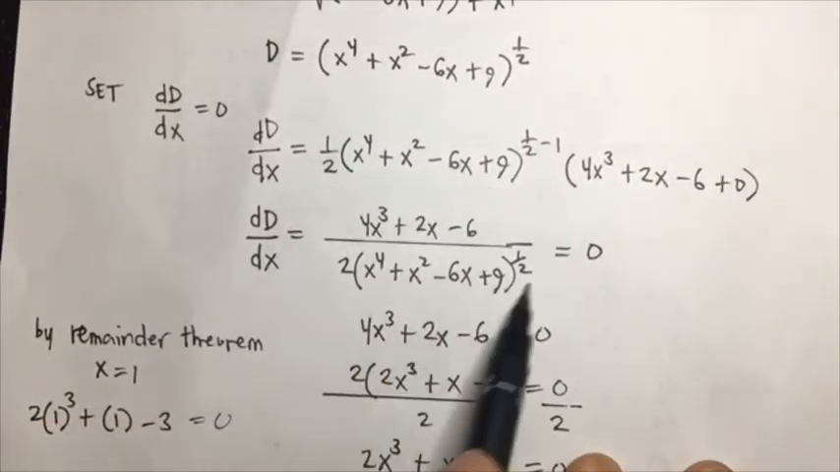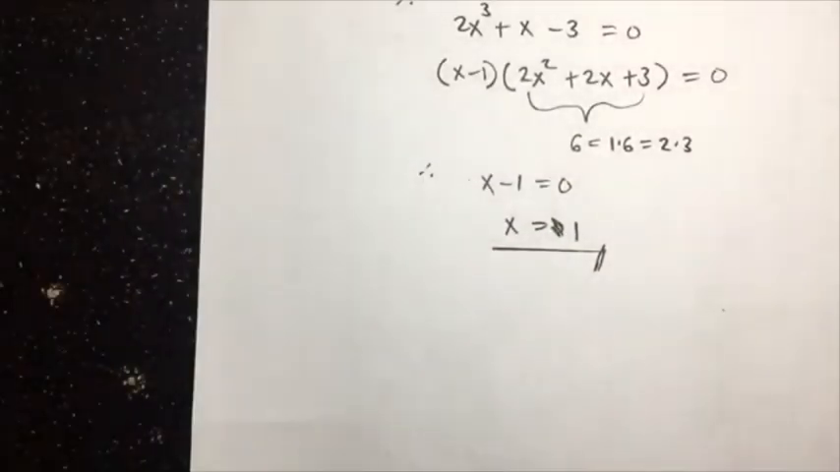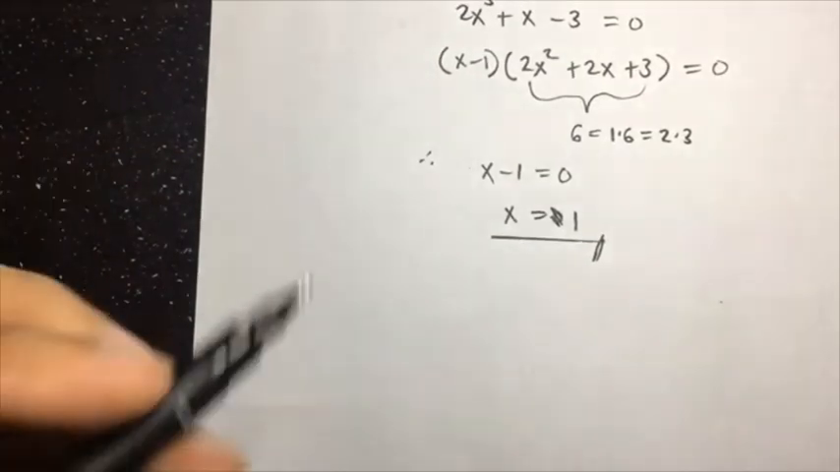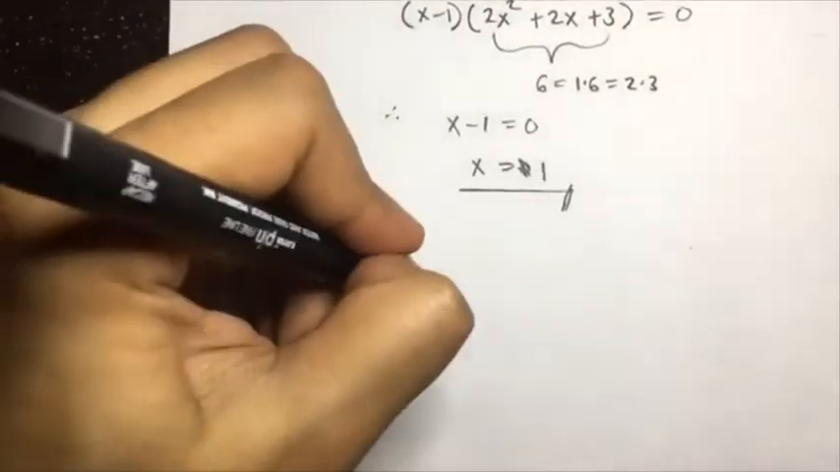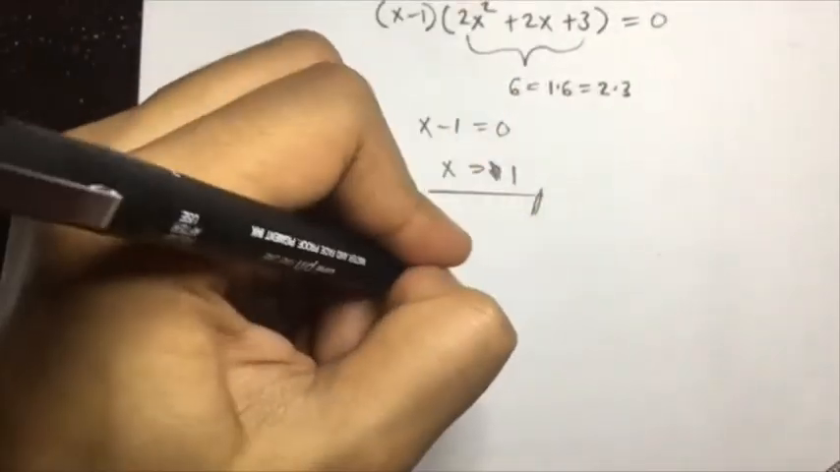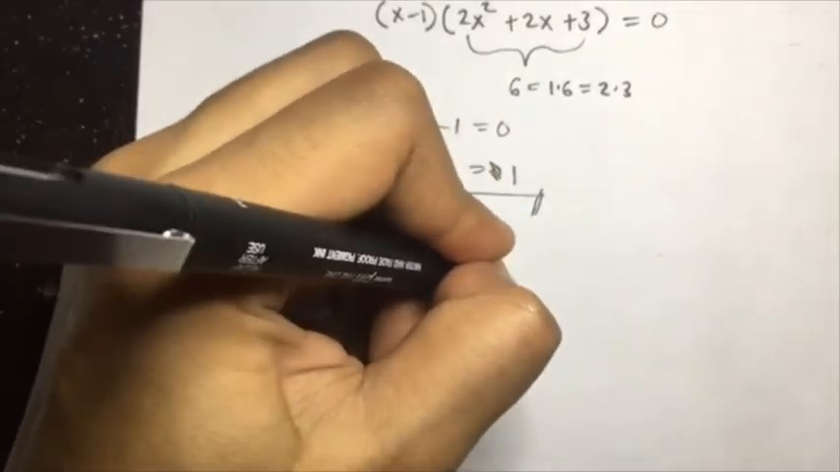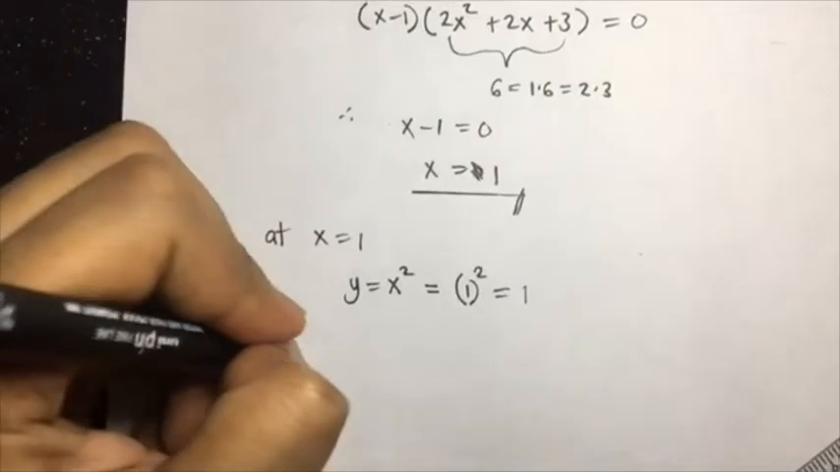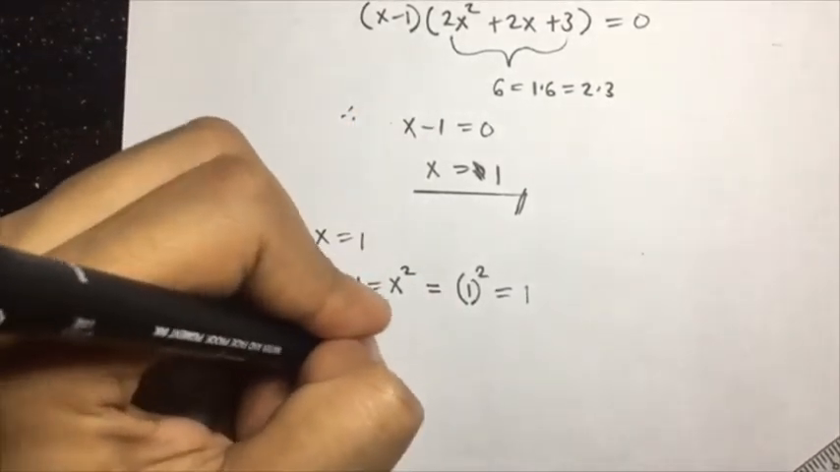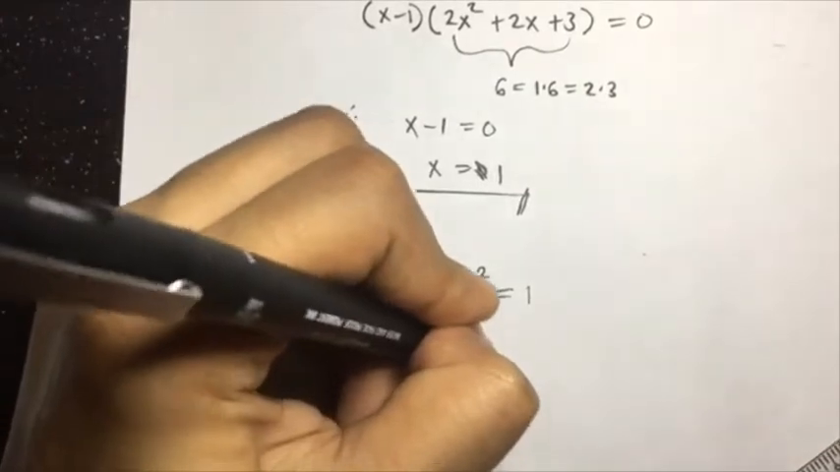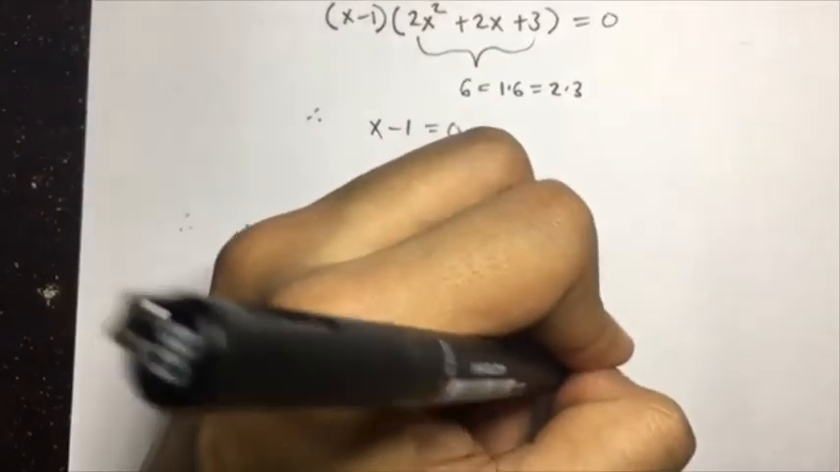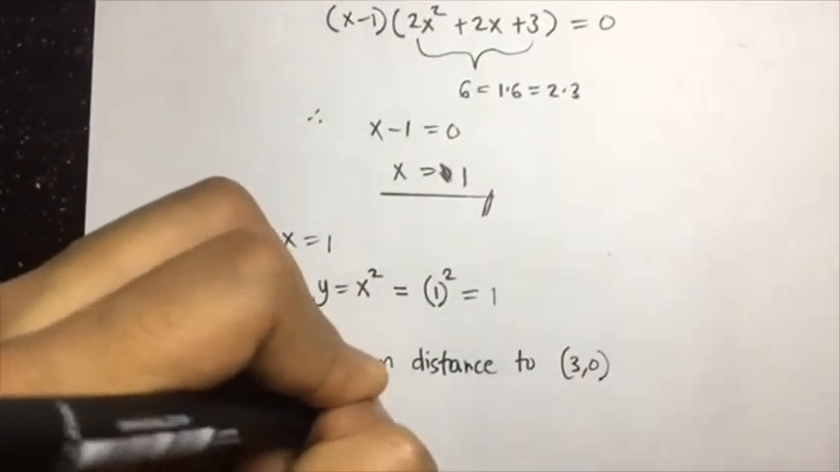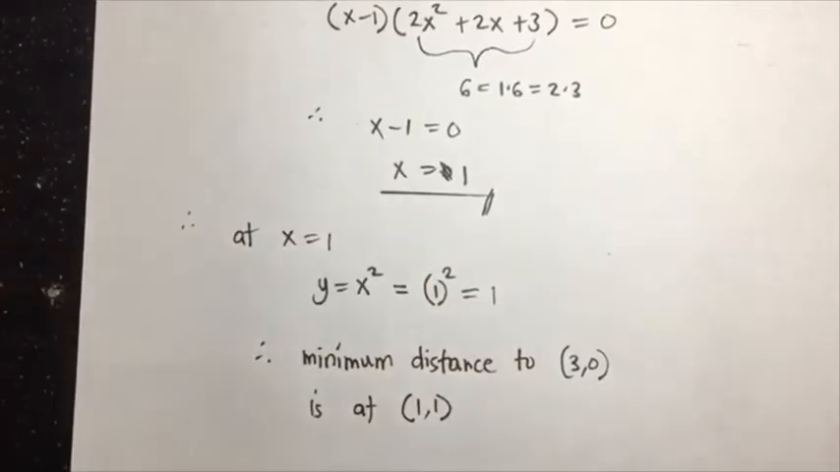But if you really want, you can also solve the second derivative, then substitute x is equal to 1. If it's greater than 0, then this is the minimum point. So therefore, at x is equal to 1, solving for the y coordinate, since y is equal to x squared, we have 1 squared, which is equal to 1. So therefore, the minimum distance to the point is at (1, 1).